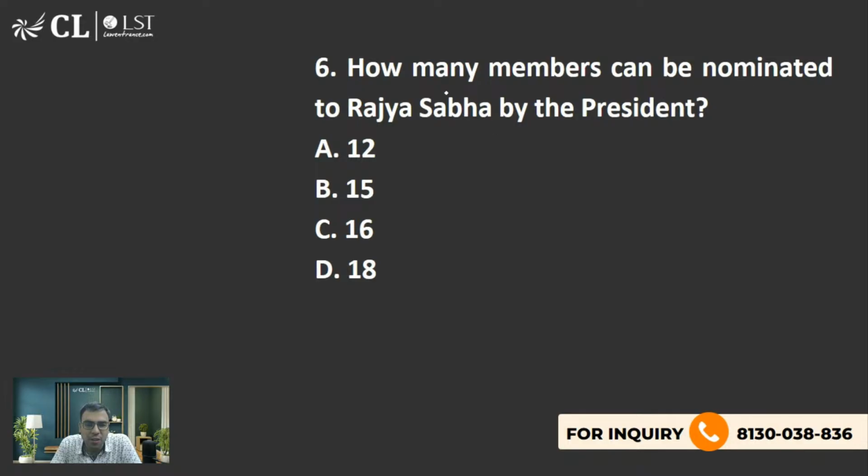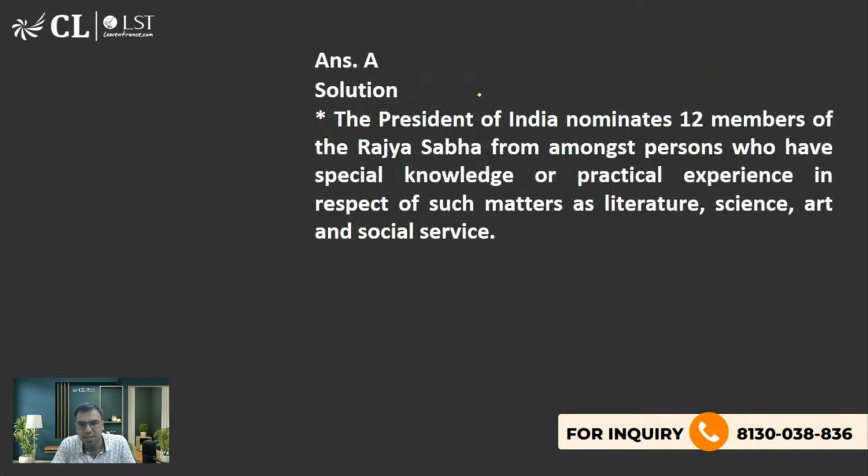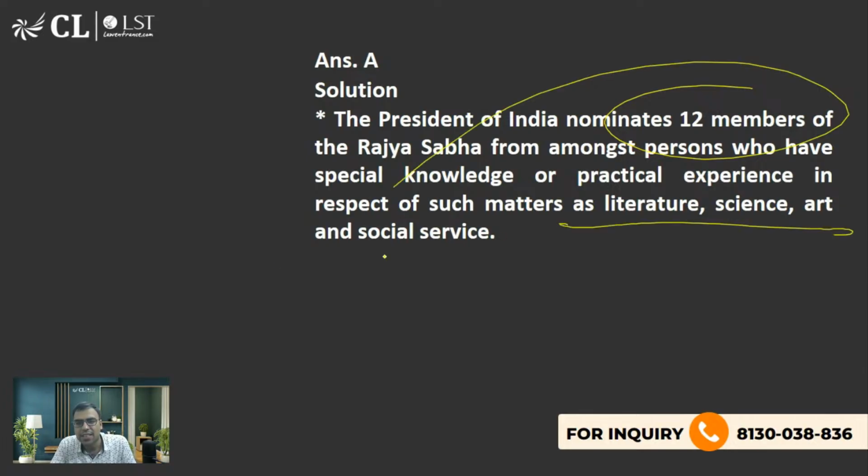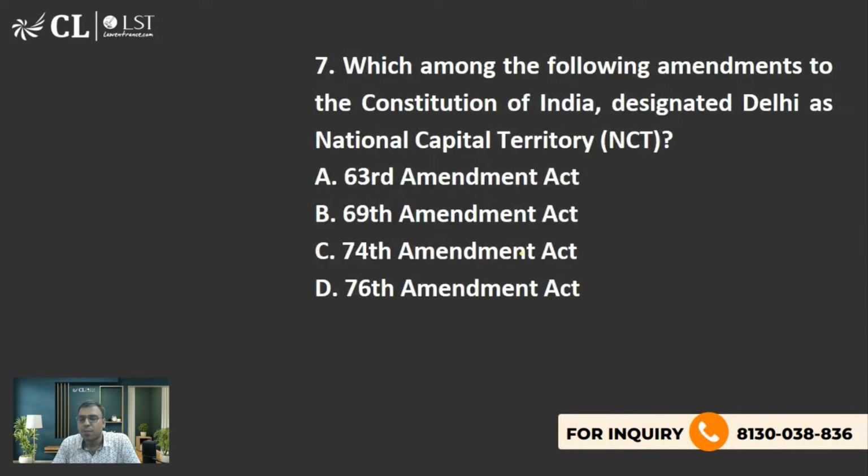How many members are nominated to Rajya Sabha? And I think it's a very easy question now. I've discussed it so many times, so I'm expecting you all to answer. The answer is 12, है ना? Yes, Ananya Singh, very good, is the right answer. From literature, science, art, and social service, right? SPDK, you're also right. Let's move on to the next one.